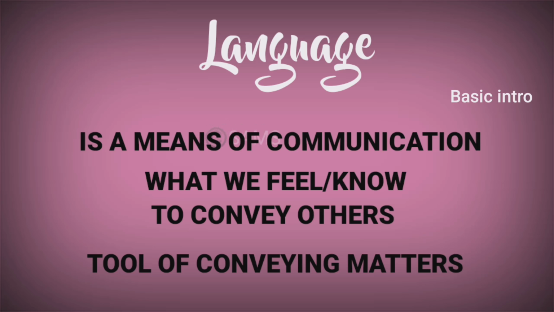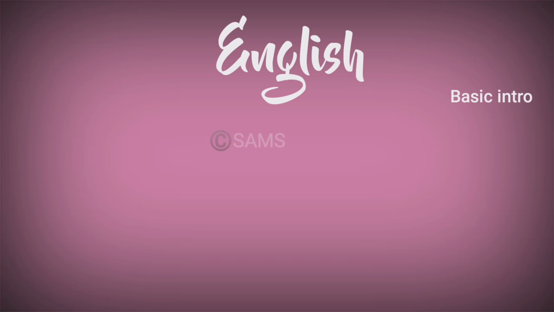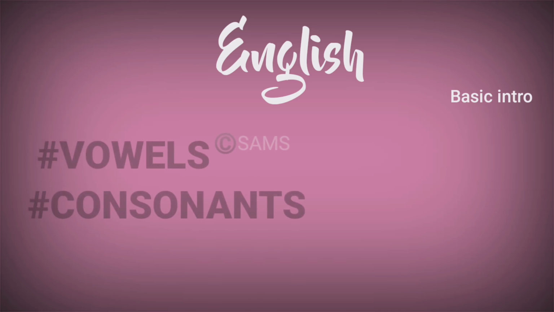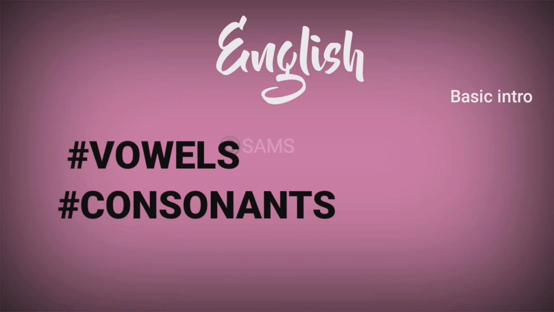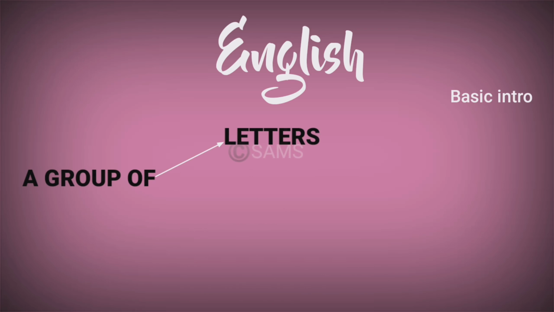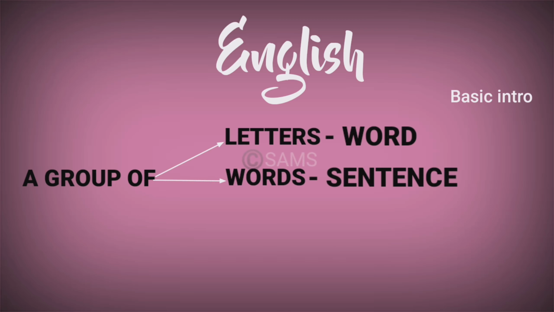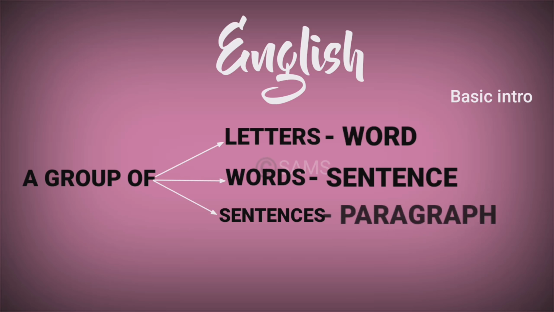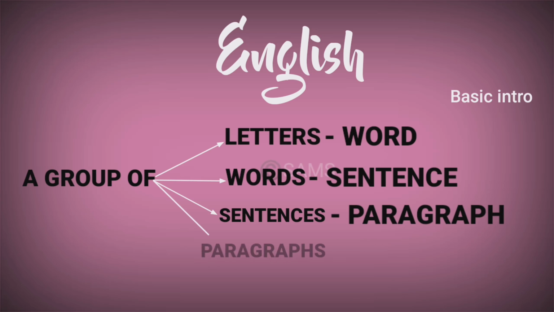A language consists of letters, that is, vowels and consonants. A group of letters makes a word. A group of words makes a sentence. A group of sentences makes a paragraph. A group of paragraphs makes an essay.